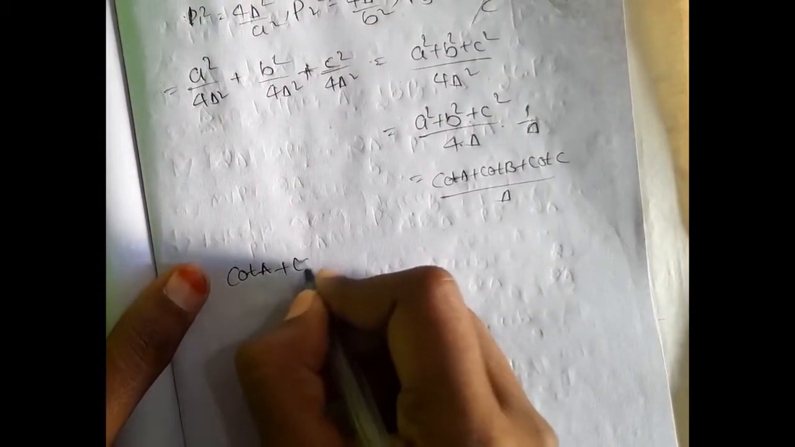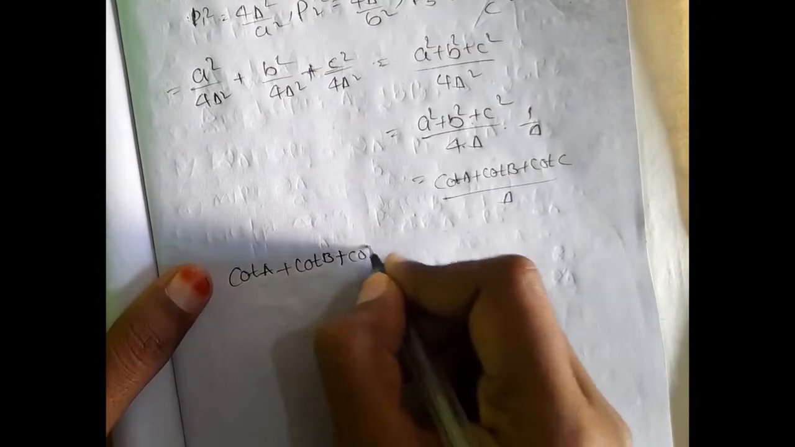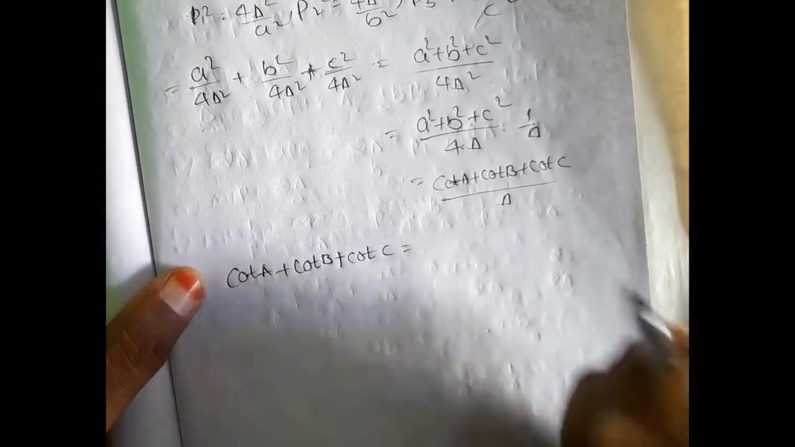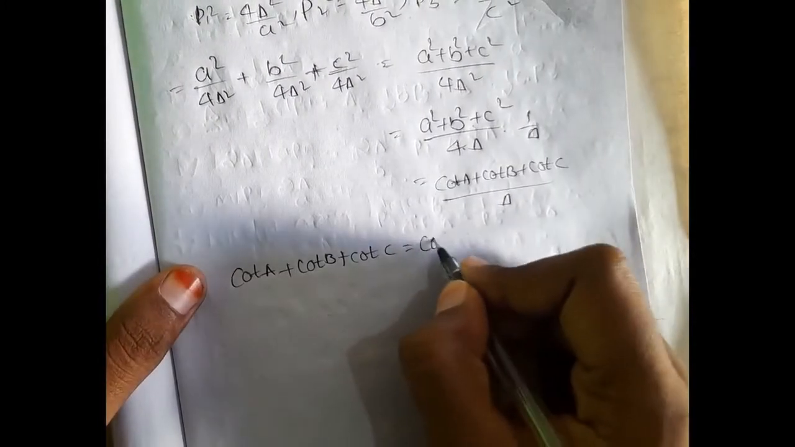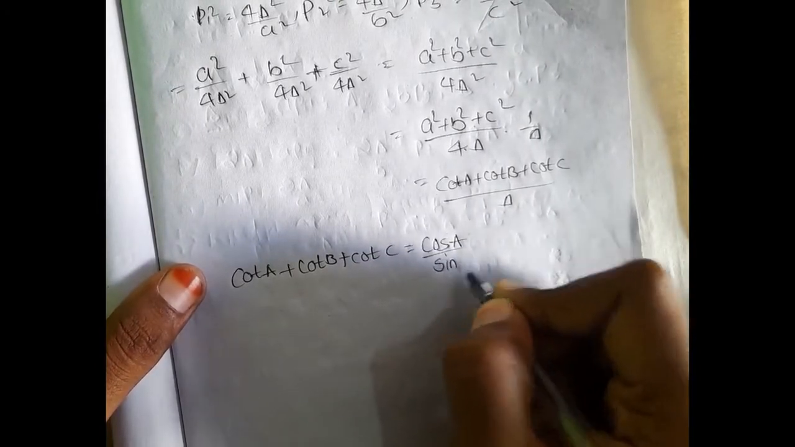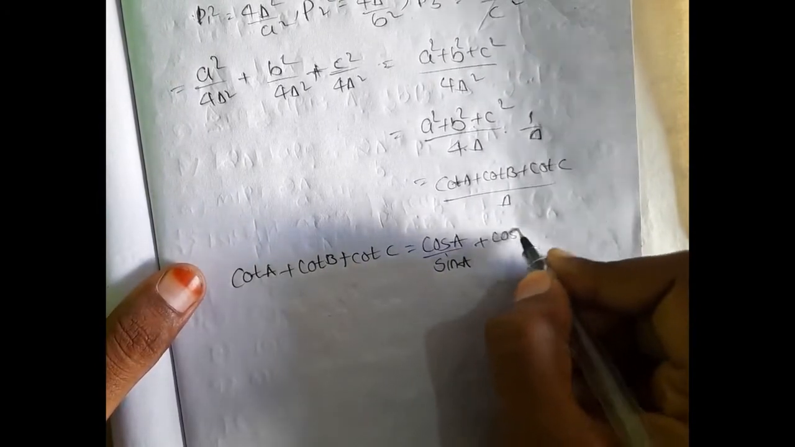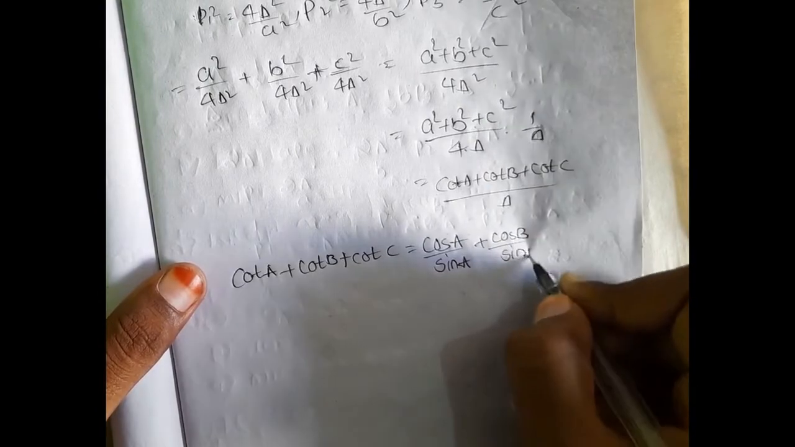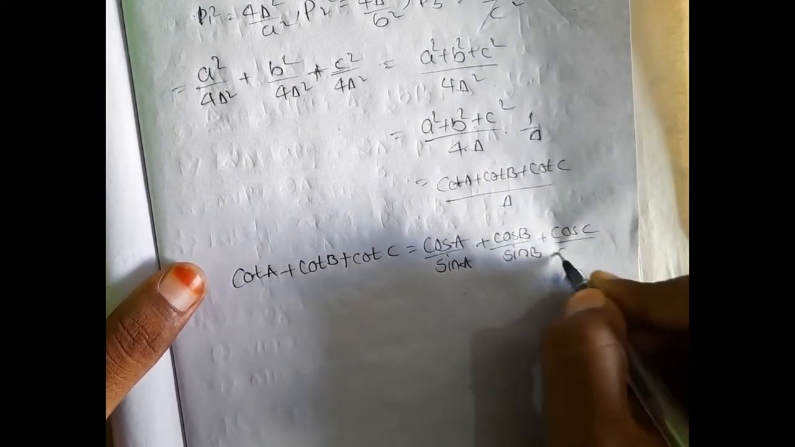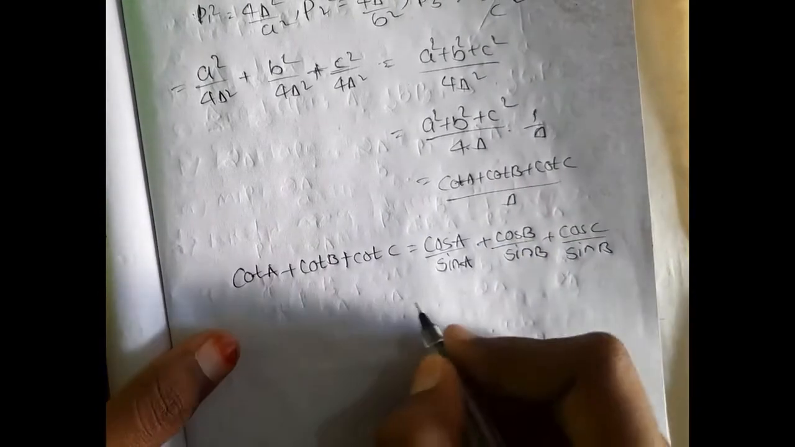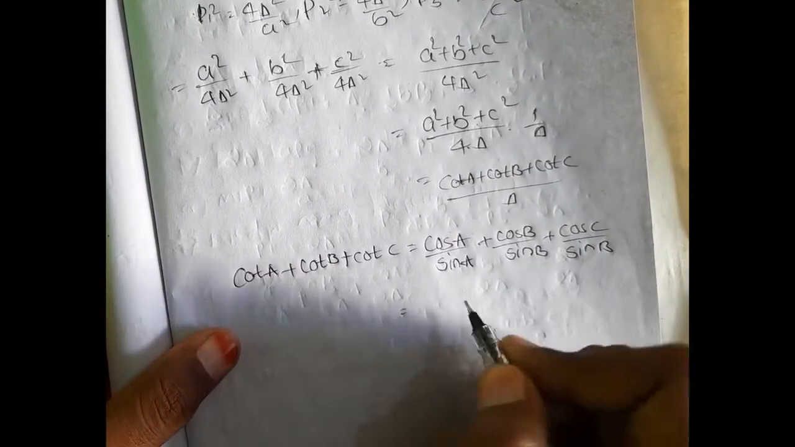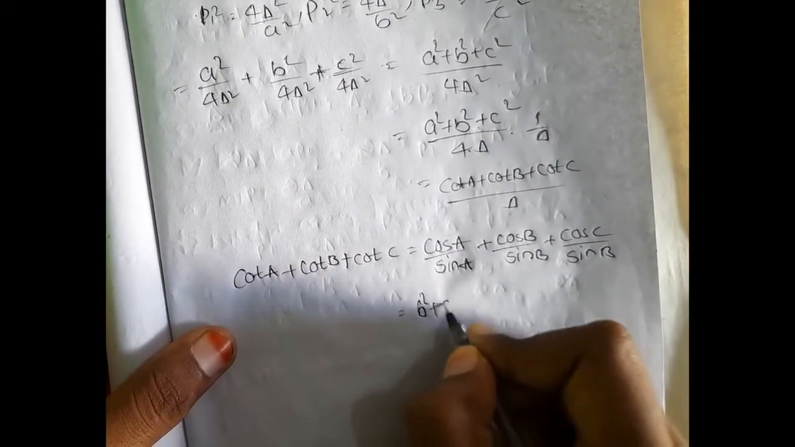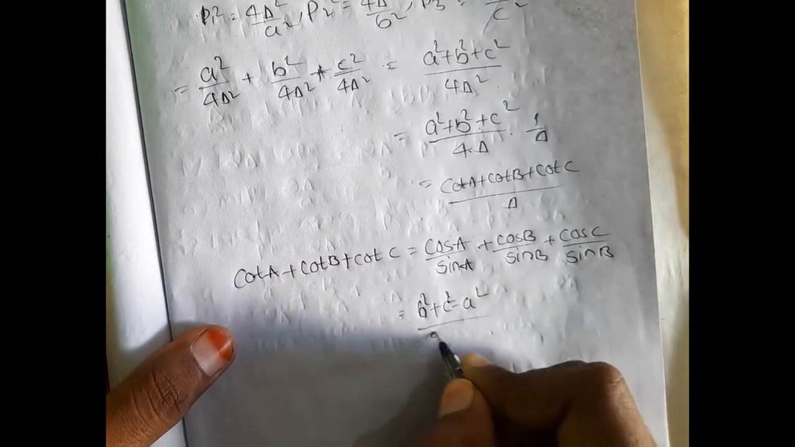Cot A. But in the exam you can also write directly. It's not a problem. So first, what is cot A? It can be written as cos A by sin A, plus cos B by sin B. So from the cosine rule, what is the formula of cos A? It is b square plus c square minus a square by 2bc.